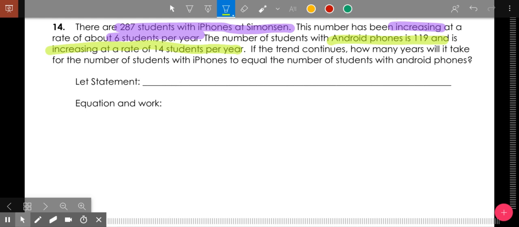If the trend continues, how many years will it take for the number of students with iPhones to equal the number of students with Androids? So we know, since we want to know how many years it's going to take for them to equal, our sides are going to equal each other. So first, it's asking if the trend continues, how many years.